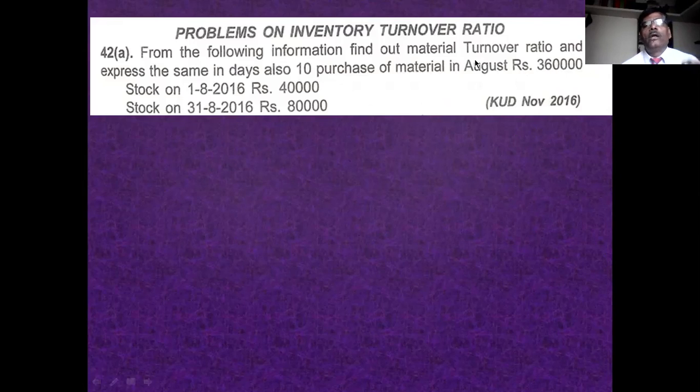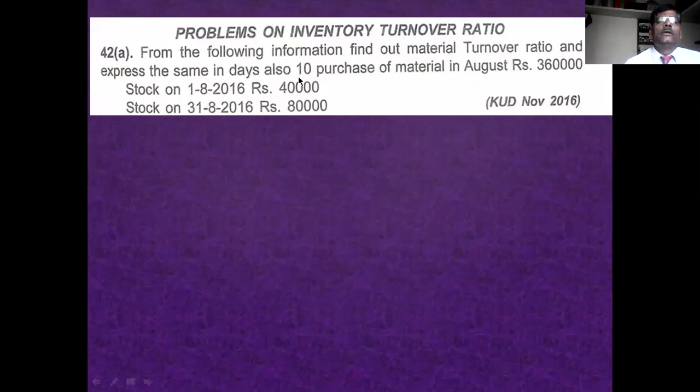Okay, they asked to calculate material turnover ratio first. What is material turnover ratio? Material turnover ratio is the ratio of the material consumed to the average stock, and this indicates how many times in a given period of time you have to refill the stock. That is called the material turnover ratio. And you are asked to express it in days, how many days it will take to refill the stock.